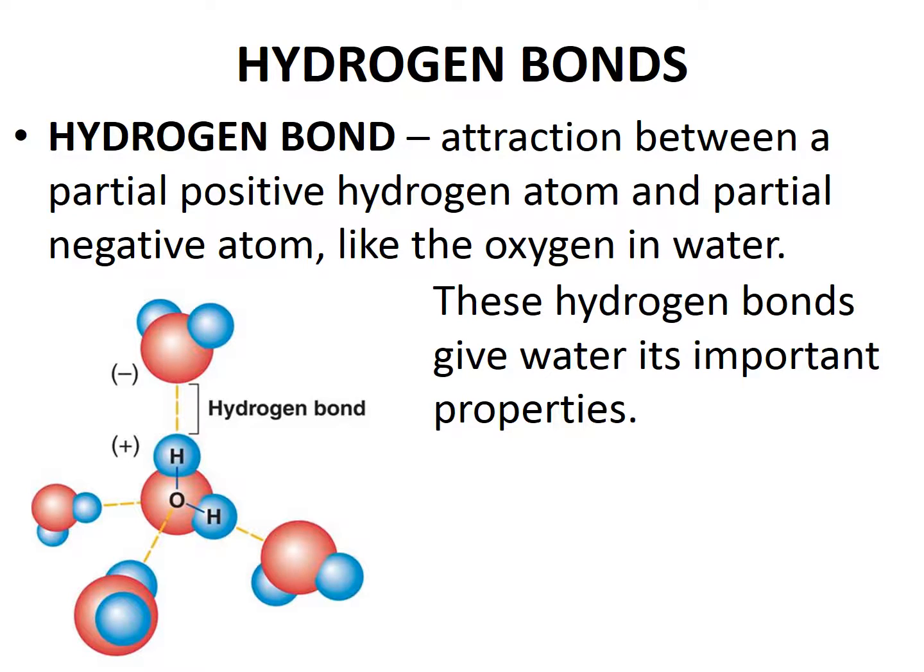The partial positive and partial negative regions on a water molecule will attract other water molecules. This attraction between water molecules is called a hydrogen bond. It's these hydrogen bonds that give water its important properties. Take a close look at the diagram. The hydrogen atom on one water molecule is attracted to the oxygen atom on another water molecule.